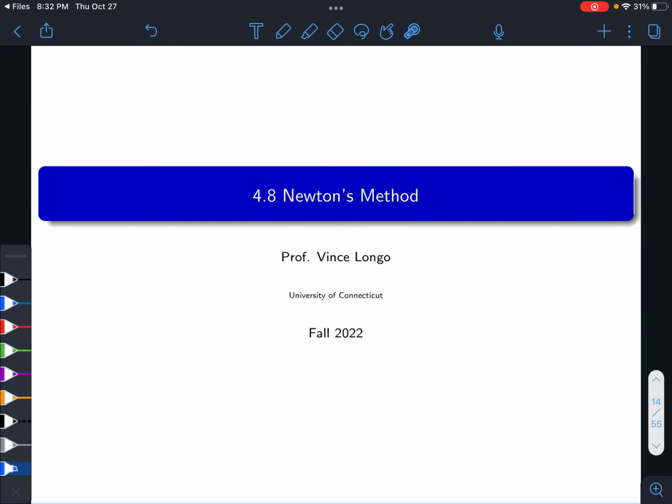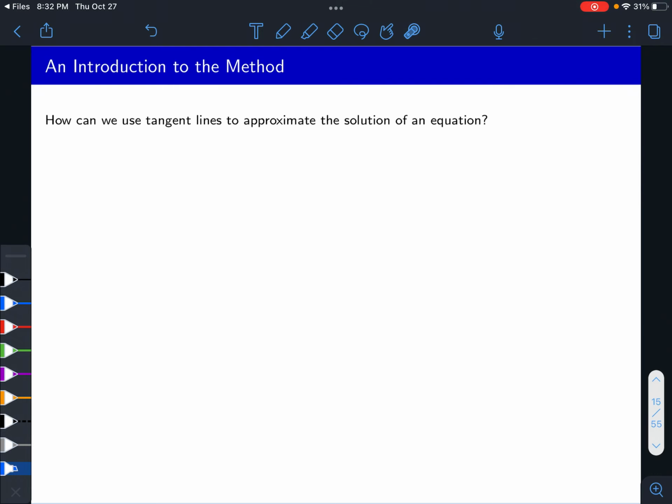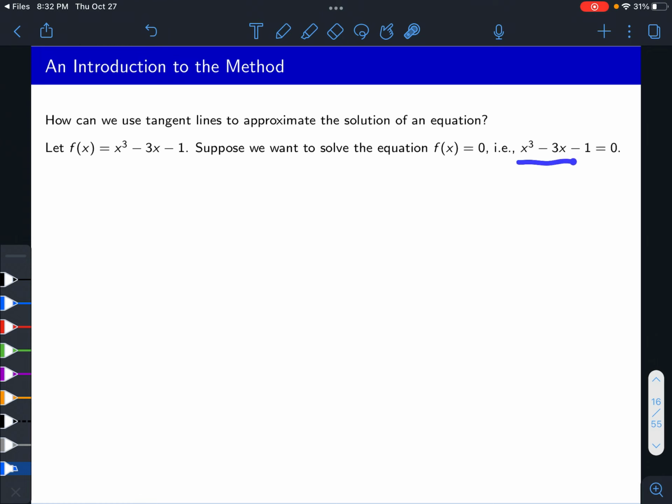So Newton's method is basically a way to use the tangent line to approximate solutions of an equation. So let's consider that same function, x cubed minus 3x minus 1. And let's say that we want to solve the equation x cubed minus 3x minus 1 equals 0. So that we're just setting that function equal to 0.